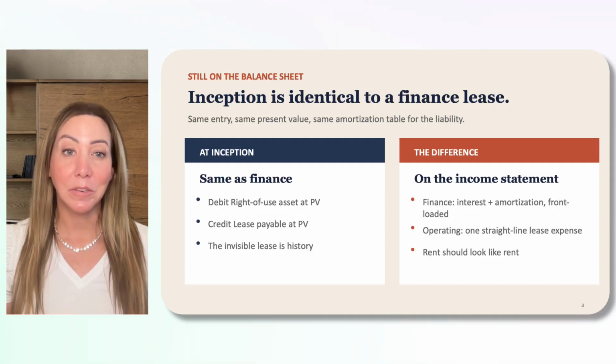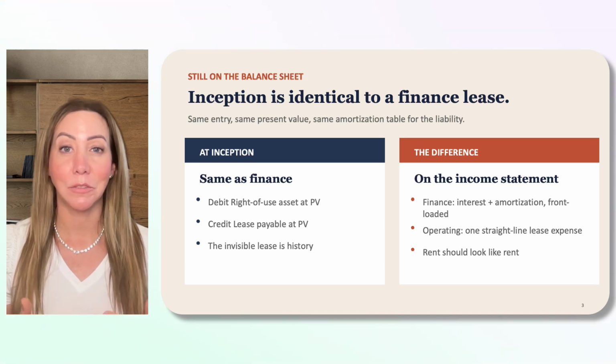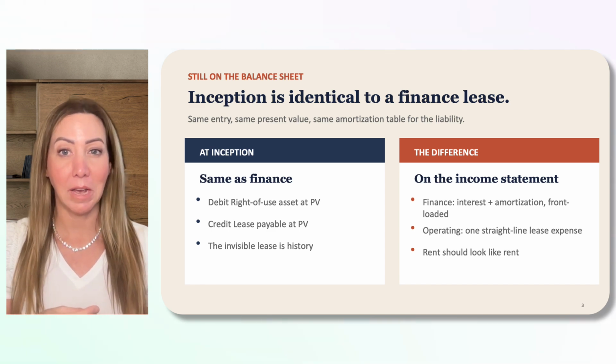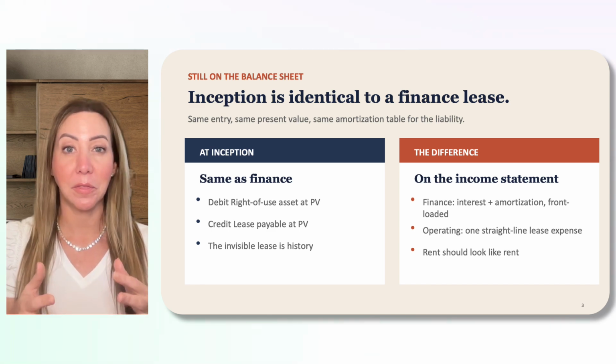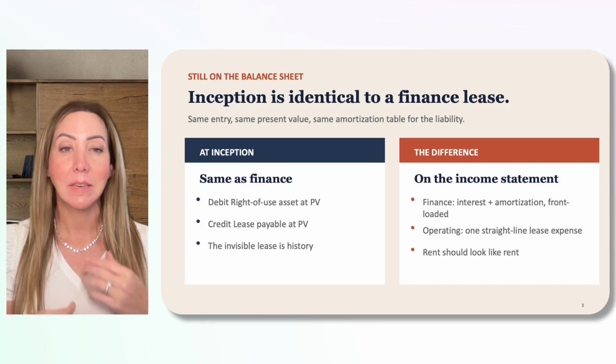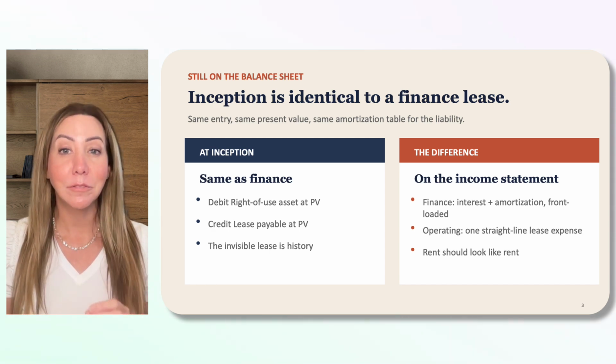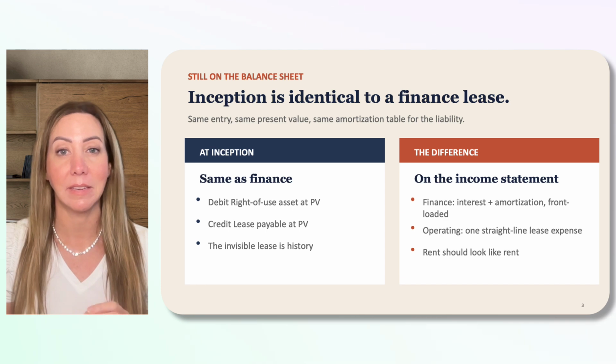In fact, the accounting for an operating lease sometimes surprises students. At inception, the journal entry to record an operating lease is identical to the finance lease entry. Debit right of use asset, credit lease payable, both at the present value of the lease payments. Same entry, same numbers, same amortization table for the liability. The difference in classification only affects the income statement.